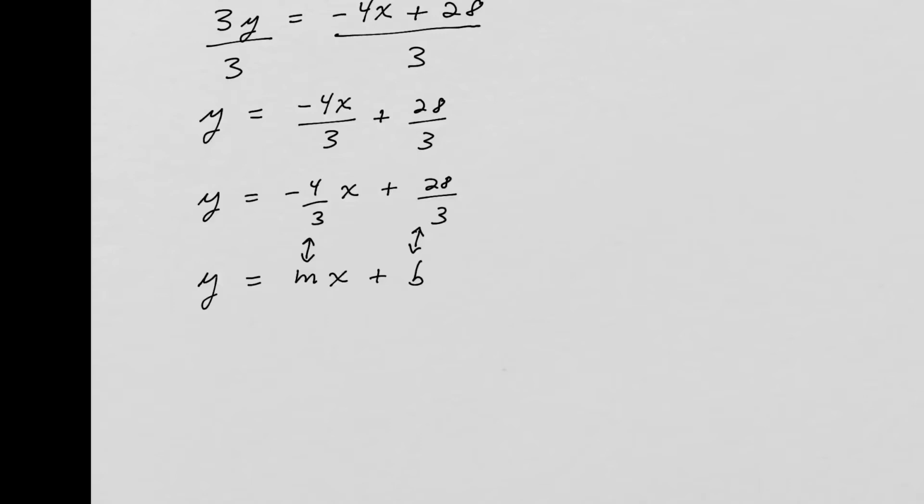So in this case, the slope is equal to negative 4/3. And then the y-intercept, remember it's always written as a point, it's 0 comma b, so it's 0 comma 28/3. So in this case, the answer should be A. Okay, next question.